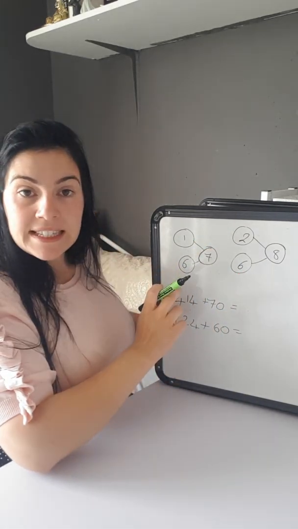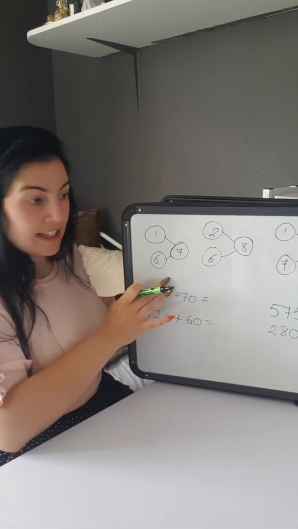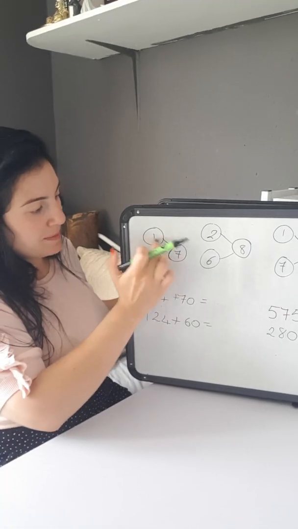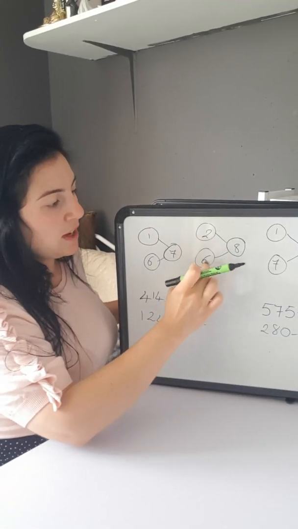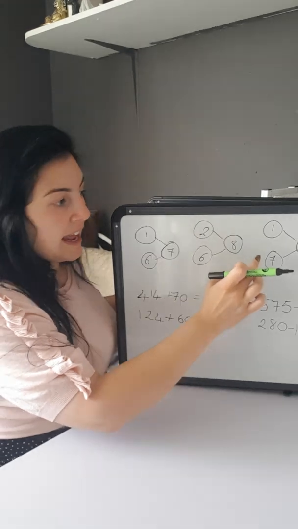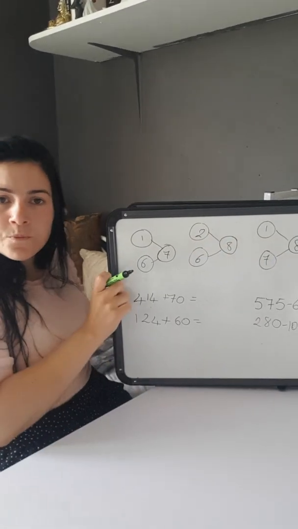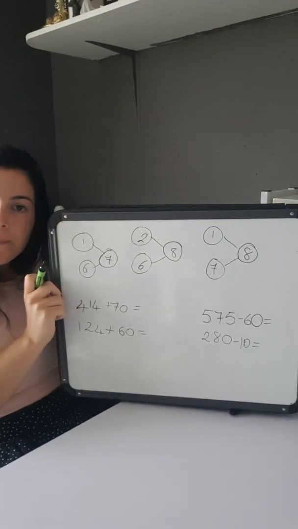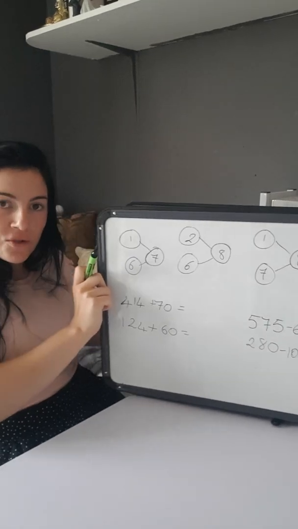So 1 and 6 is 7. So we write it like that because 7 is made by the 1 and the 6. 2 and 6 make 8. And 1 and 7 equals 8. So that's how you draw that one.